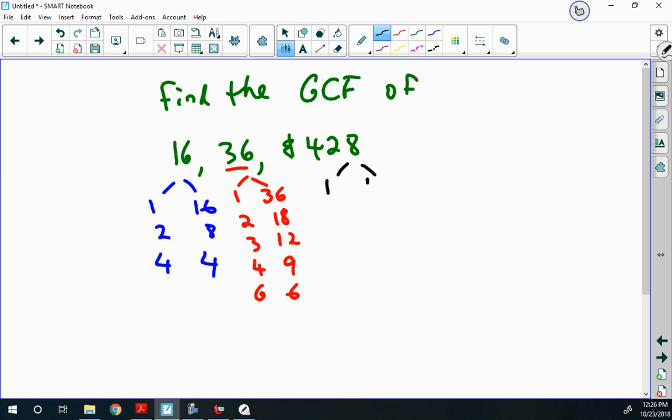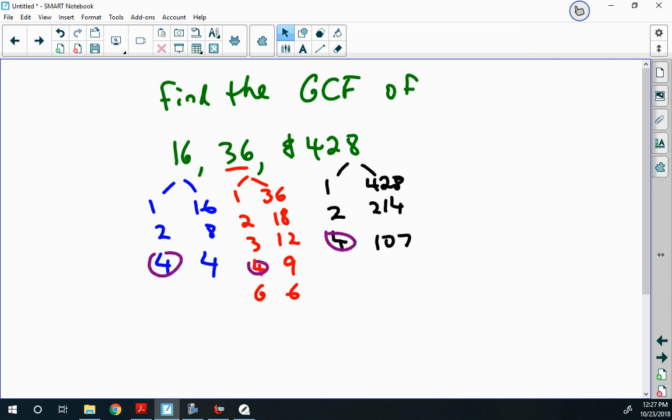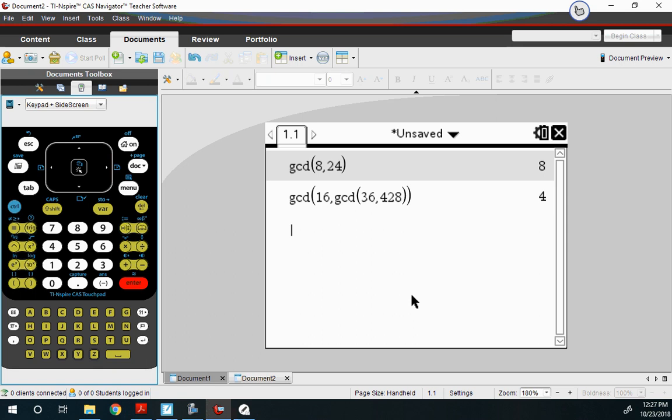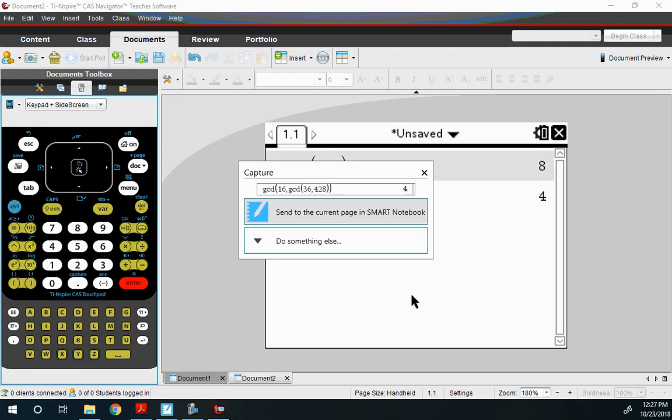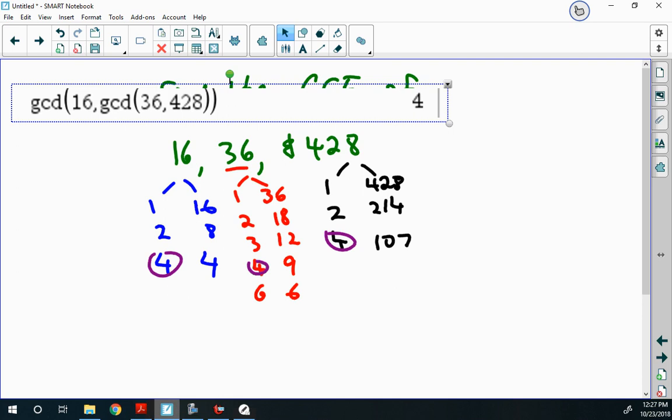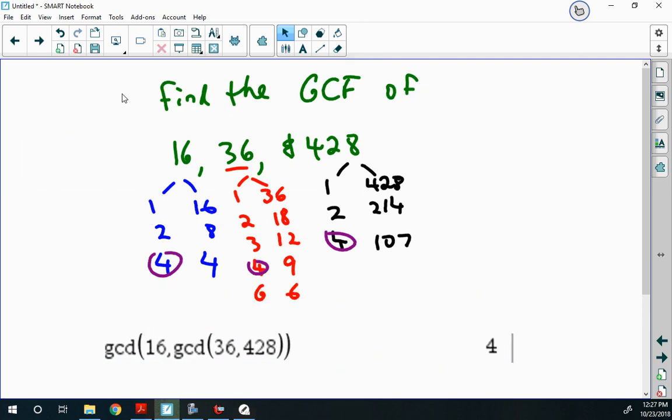So this is 1 and 428, 2 and 214. Is this divisible by 3? No, not by 3. 4 and 107. So I guess it is going to be 4 then, right? It is going to be the number 4. Cool. How's everybody doing so far, okay? Questions?